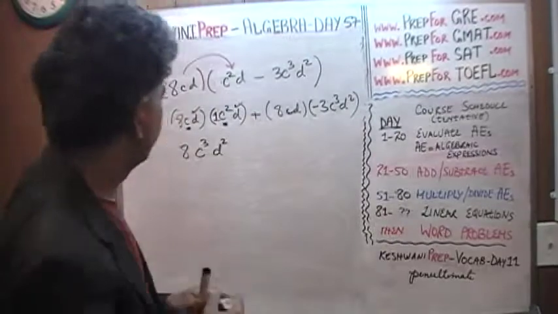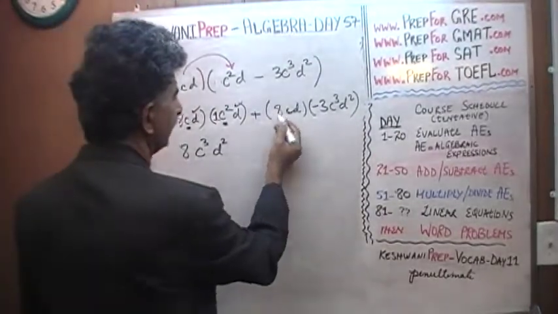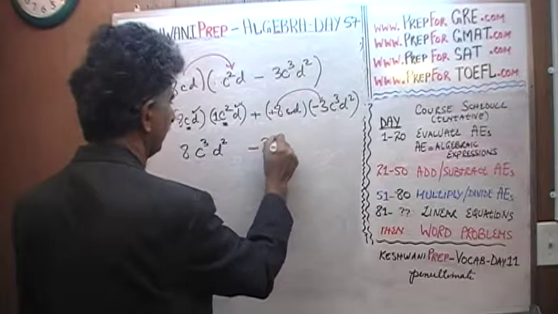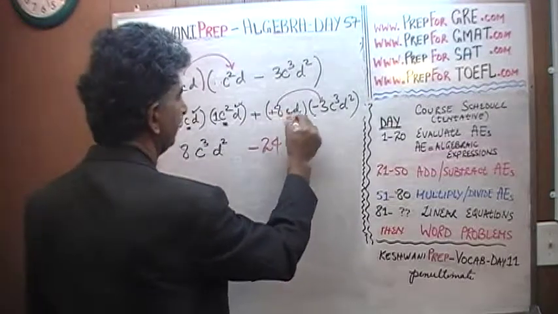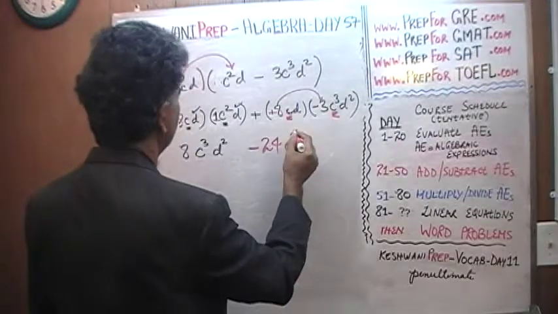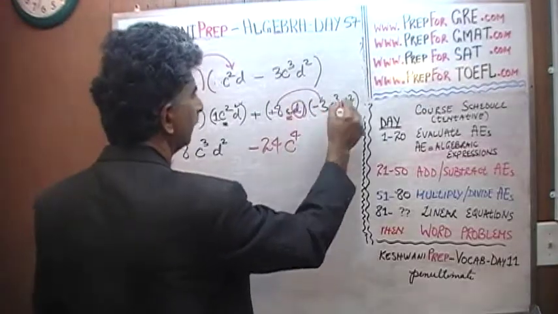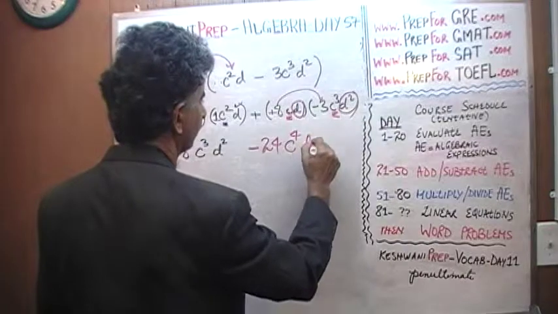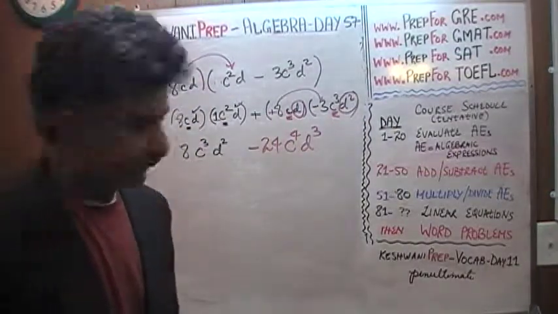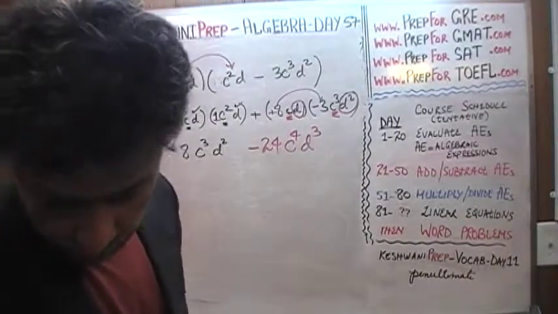Let's move on to the next one. Positive 8 times negative 3 is going to give us negative 24. And C times C cubed is going to give us C to the 4th. And D times D squared is going to give us D to the 3rd. That's it. That's your answer. That's our answer for that problem.